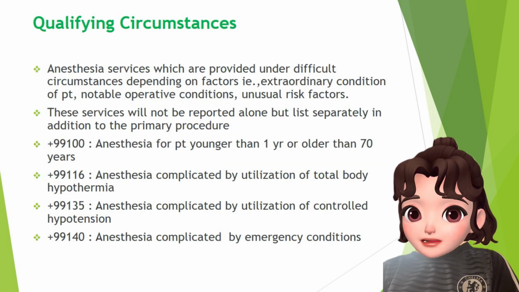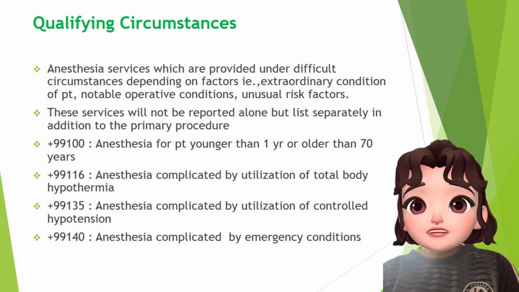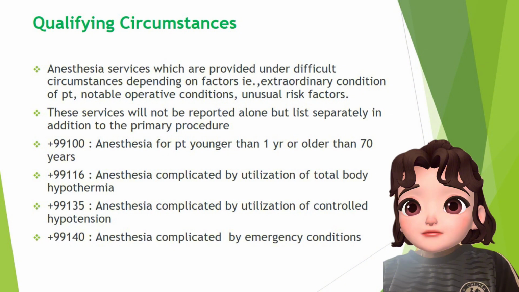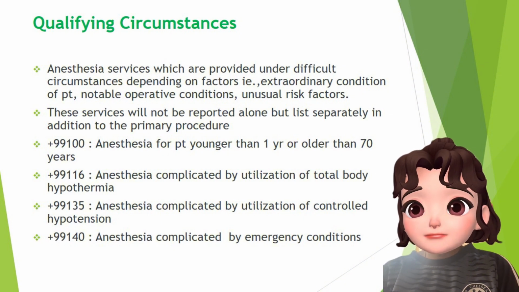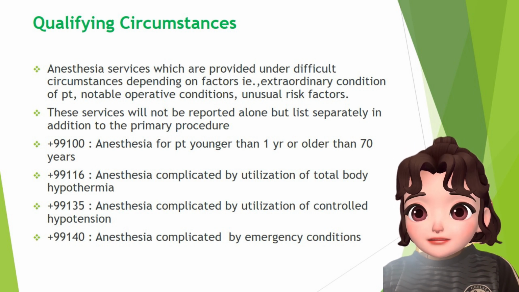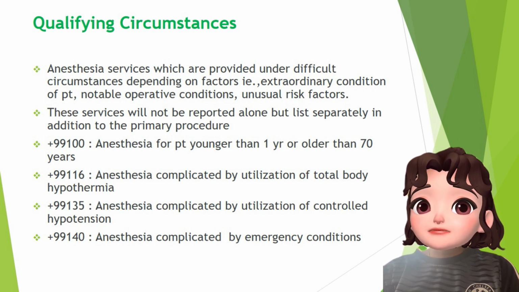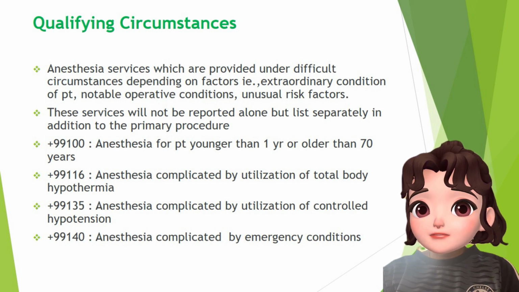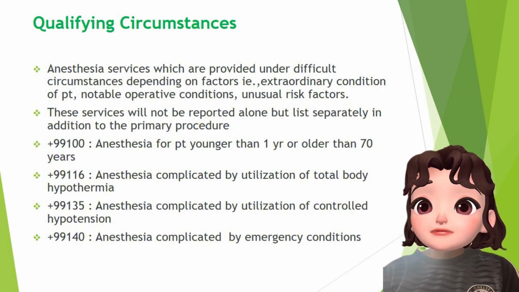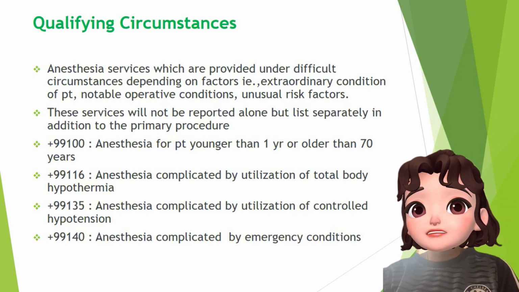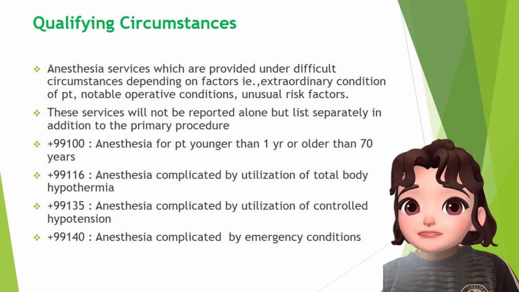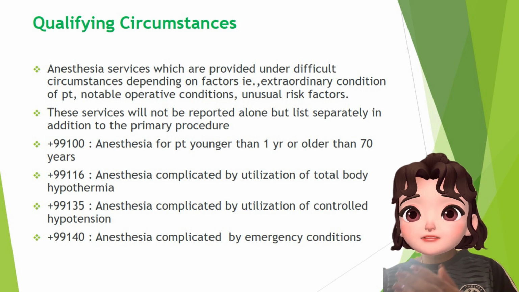Now moving on to qualifying circumstances. These are also codes that are used as add-on codes along with the anesthesia codes. These are anesthesia services provided under difficult circumstances depending on factors such as extraordinary condition of the patient, notable operative conditions, and unusual risk factors. If there are additional difficult circumstances where anesthesia is given, they are called qualifying circumstances. These services will not be reported alone but listed separately as an addition to the primary procedure. So these are the add-on codes.